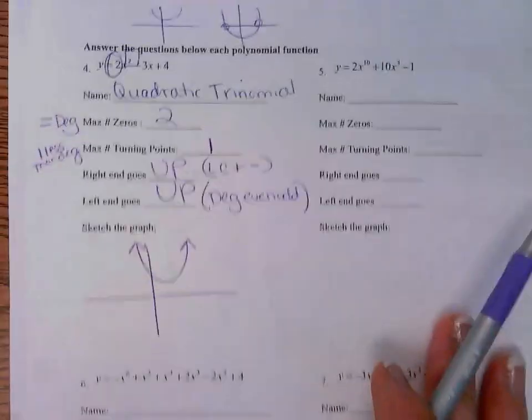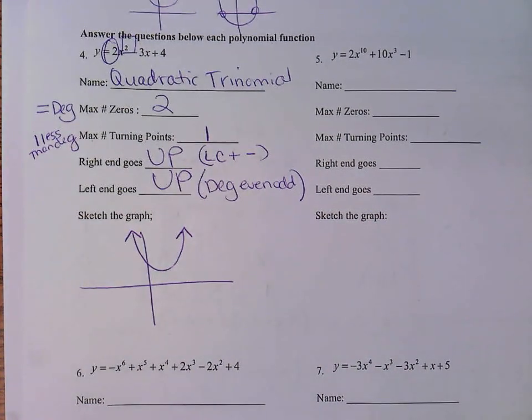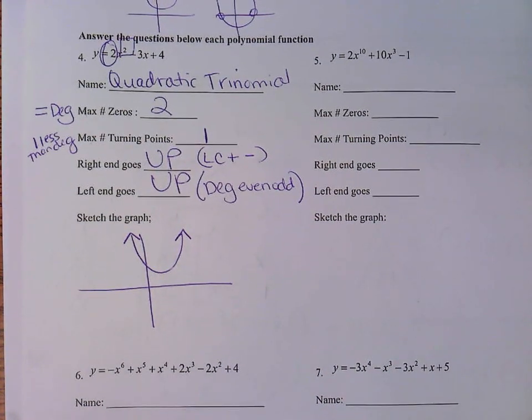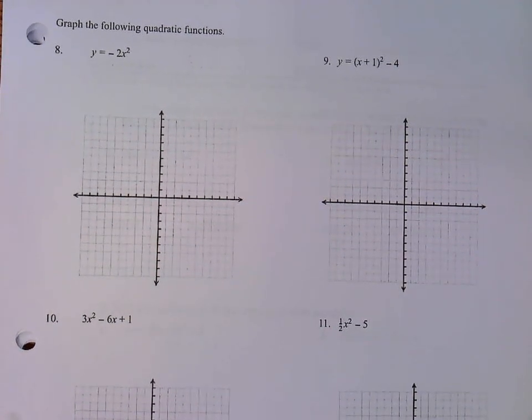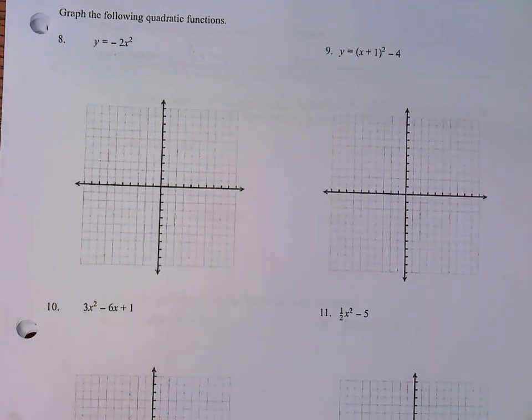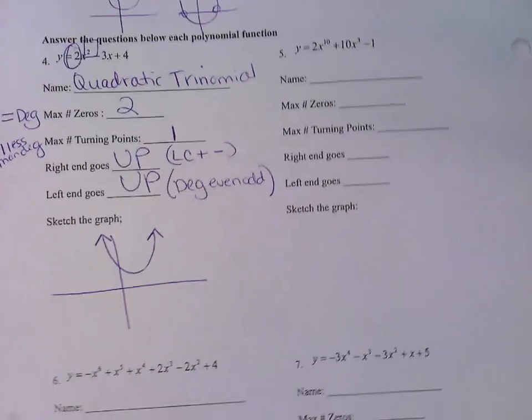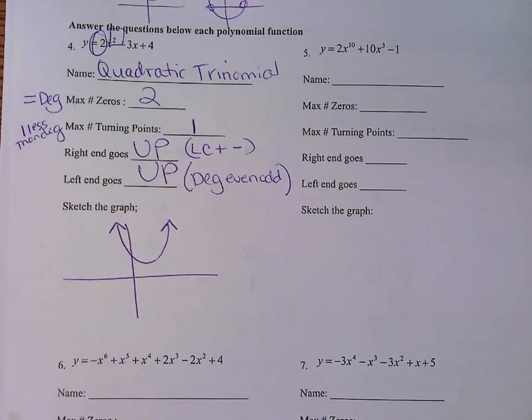Does that kind of make sense how you're going to do 5, 6, and 7 the same way? And then I'd like you to finish in class 8 through 11, and I'll make an answer key to this page for you to check in a couple minutes. And then that's it. If you are caught up and you've already done 15, 16, and 17, you don't have homework tonight.